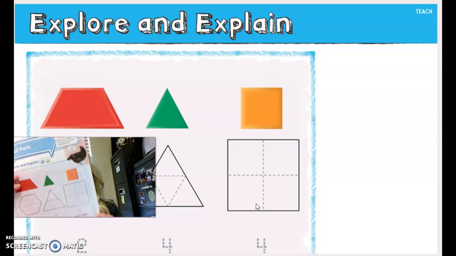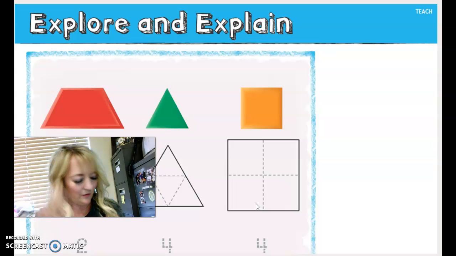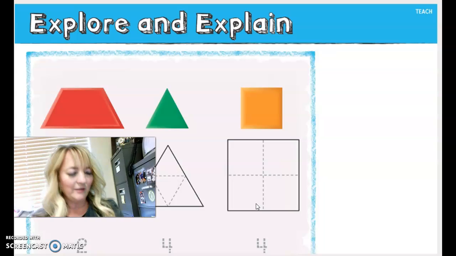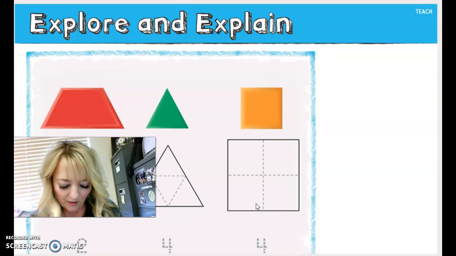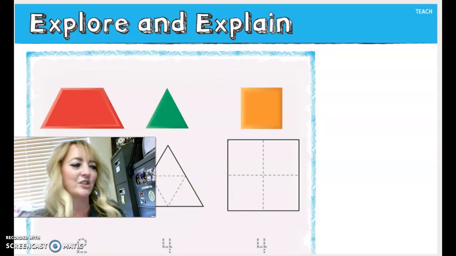Explore and explain, this one. Okay, so use square, triangles, and trapezoid shape pattern blocks. Cover each shape with the blocks shown. Trace the lines to show your work. Tell the number of equal parts in each shape.